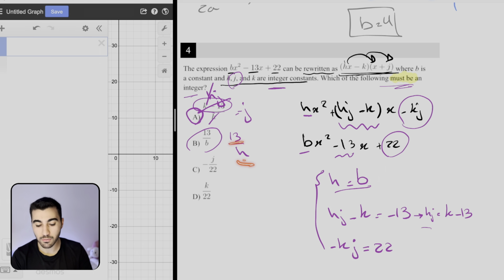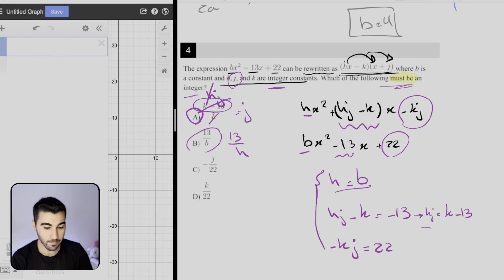We say 13 over an integer. Now, if h is 13, it's an integer, and then this would be 13 over 13 equals 1, and we would get an integer, right? But it can also be something else, right? It can be, let's say, 2, then it won't be an integer. So it depends on what h is. So it's not always an integer. It goes back to this part, okay?